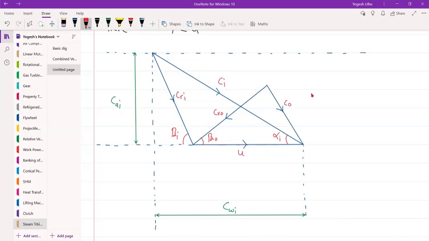Now in this scenario, guys, try to see my point. This dotted line from here, I'm going to draw one dotted line from here.